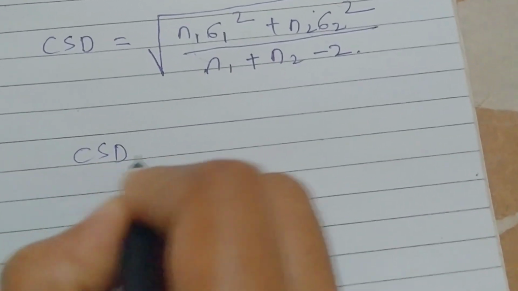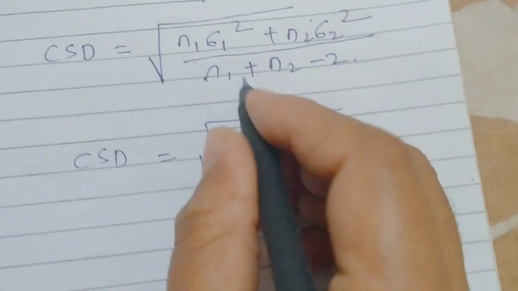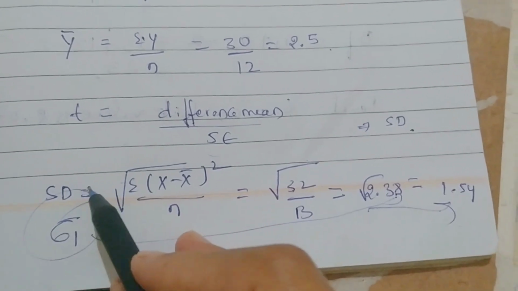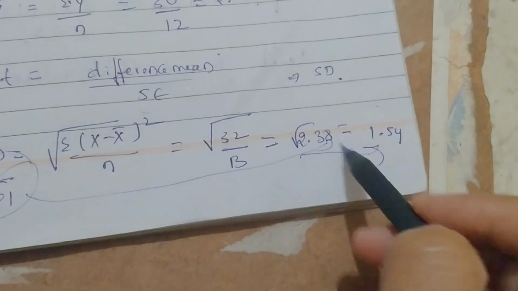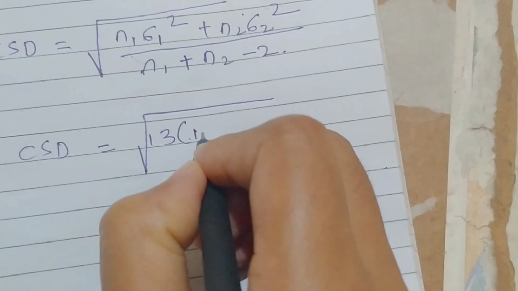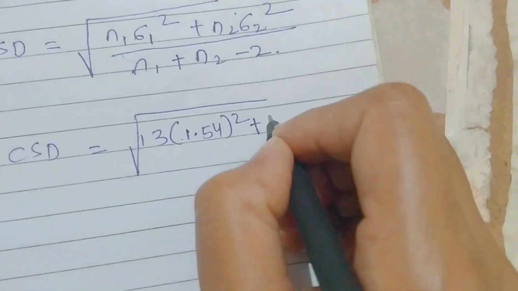So combined standard deviation is equal to, n1 we have as 13, and sigma 1, which is nothing but the standard deviation 1, as summation of x minus x bar whole square divided by n. After calculation, whatever final value we got is our sigma 1 value. So we'll put that sigma 1 value in this formula: 1.54 whole square plus n2, which is 12.